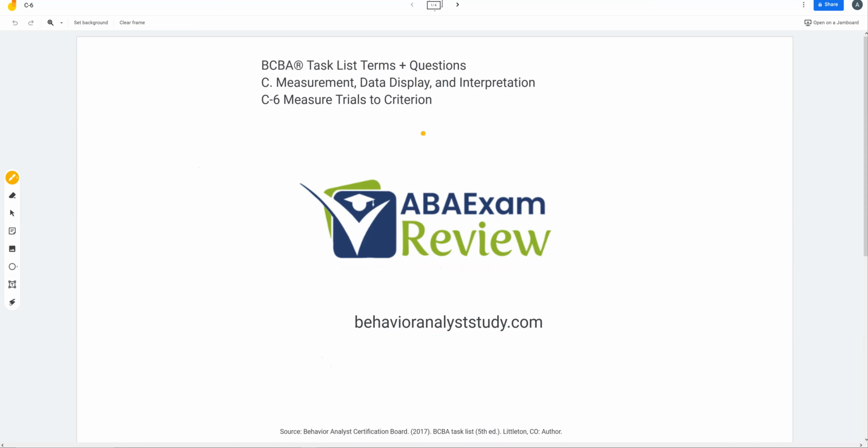So we're going to break down trials to criterion, and I think it's one of the more underutilized types of measurement and types of data in ABA. I think it can be very useful in a lot of different ways, which we are going to talk about.